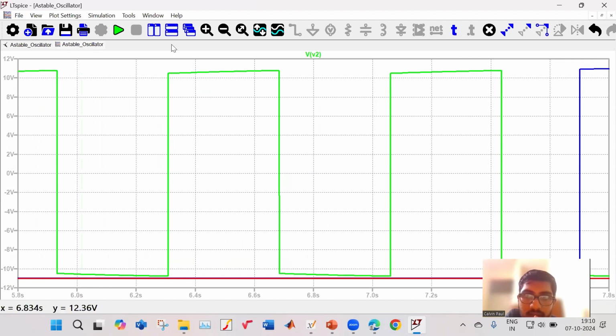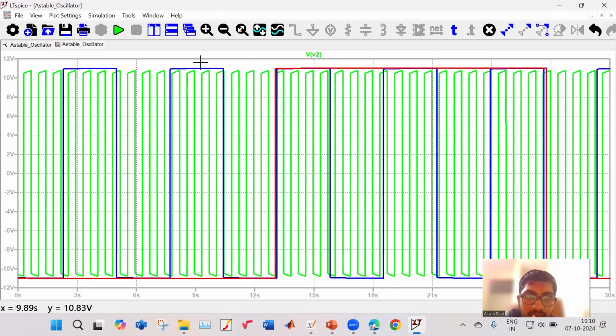But when I make the resistor 10K, it is changing at the frequency of the blue curve. And when I made the resistor 100K, that means the time constant has become very large, its frequency has become so small. It is taking so much more time. It is the red curve. Okay. So this is how, when you change your R value, you can change the frequency of your signal.